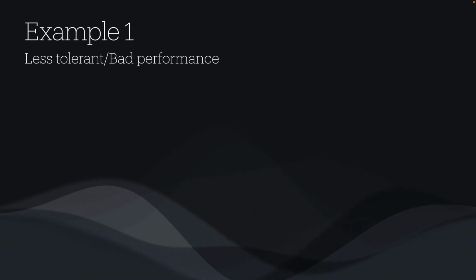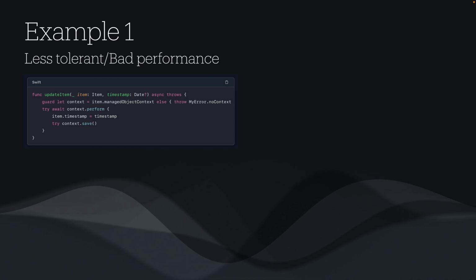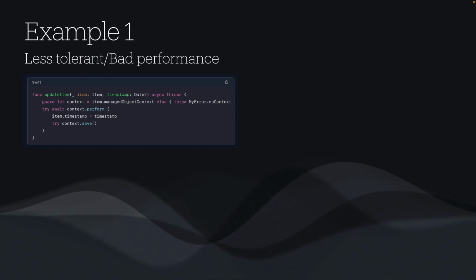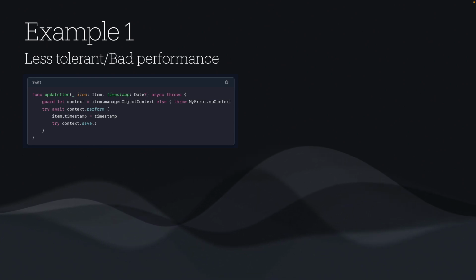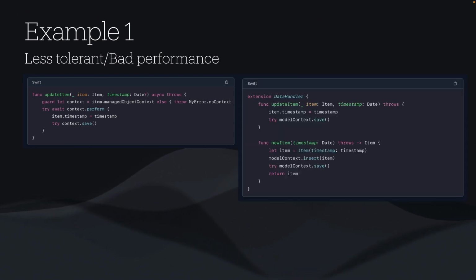Next, less tolerant and bad performance. This is really what kills it for me. Now let's look at the code block from Fatbobman's blog post. I have this kind of code blasted all over my code base. Actually, instead of dot context.perform, I use something probably even worse: context.performAndWait, which not only blocks the main thread, it's also very ugly syntax to carry around.